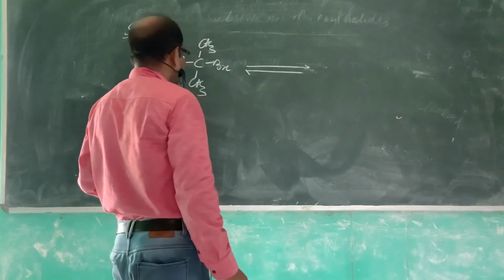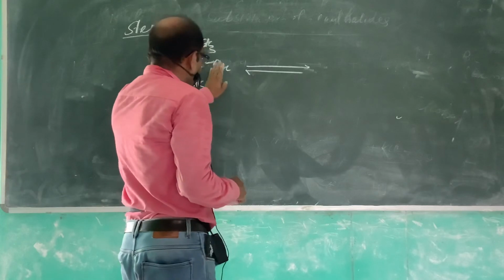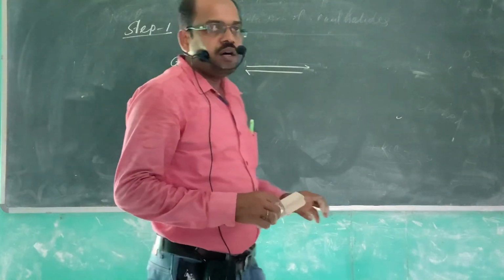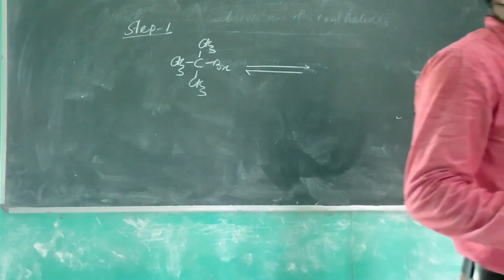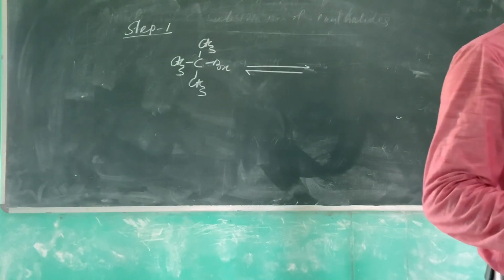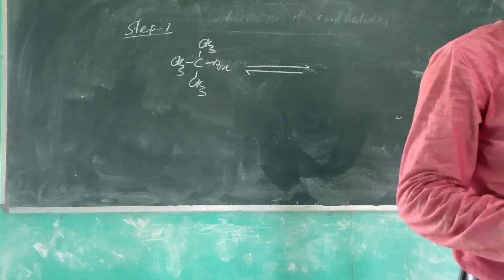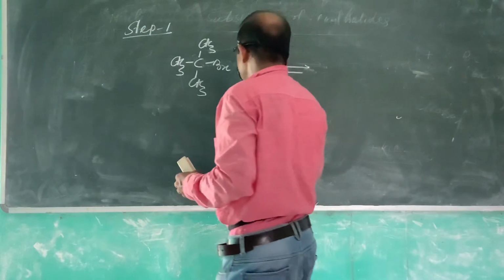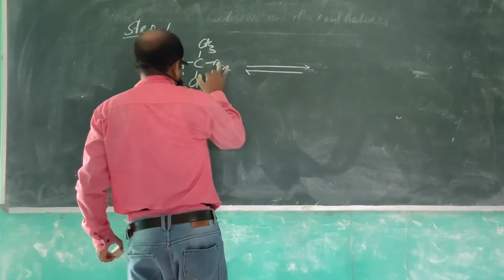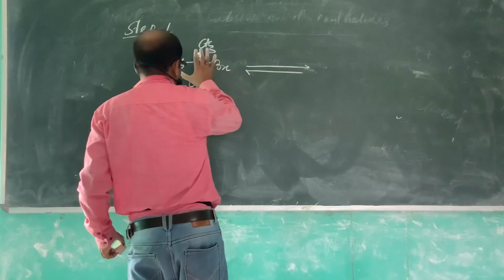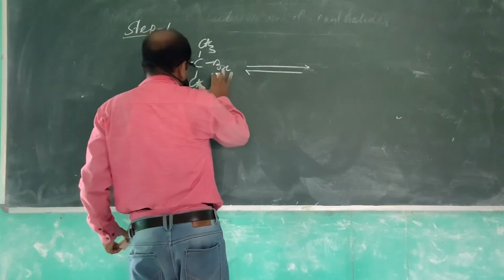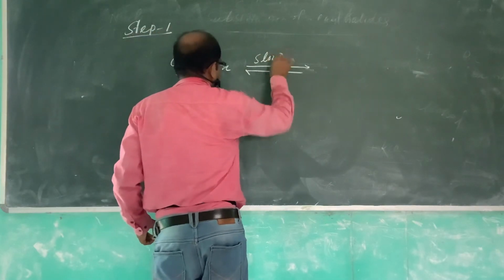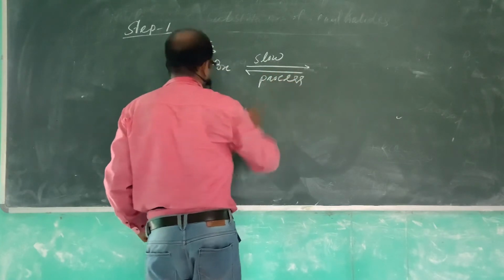That means when the bromide group of tertiary butyl bromide undergoes solvation with the proton of a polar protic solvent, some energy is released. That energy dissociates the carbon bromine bond of tertiary butyl bromide. This is a slow process.